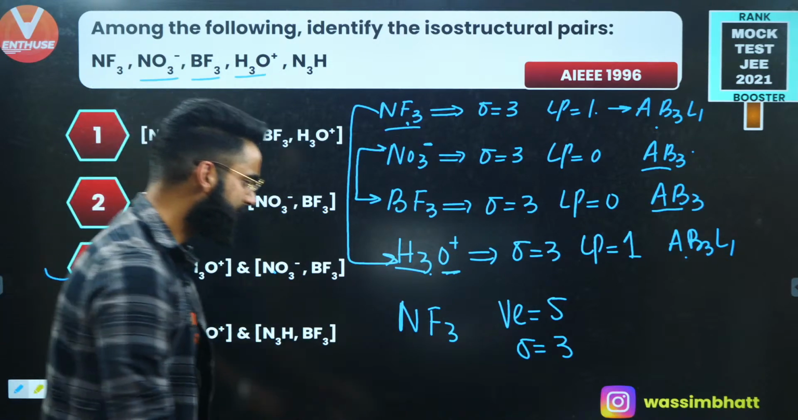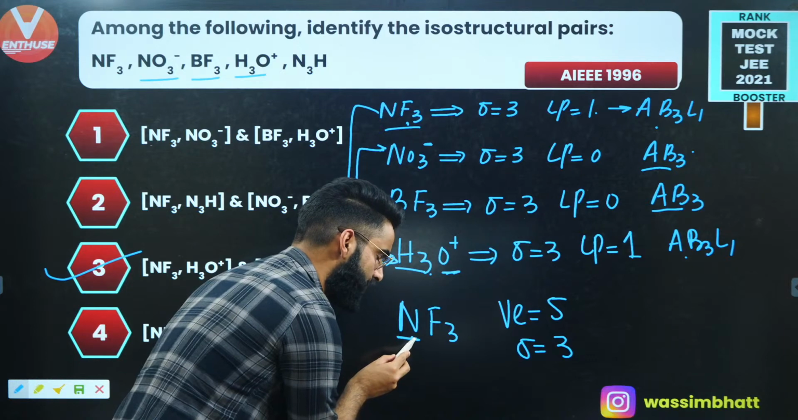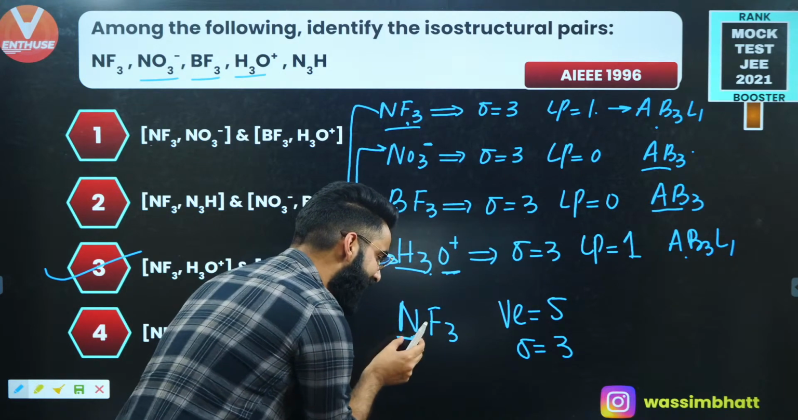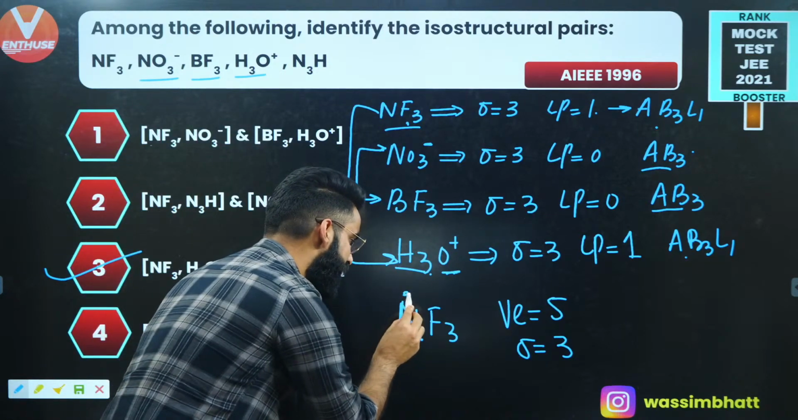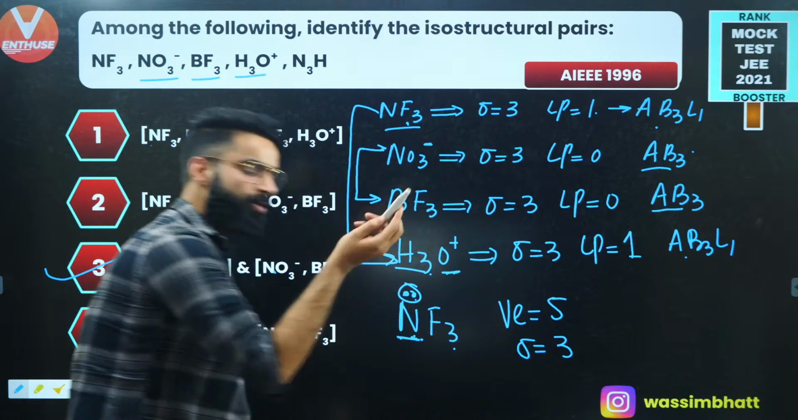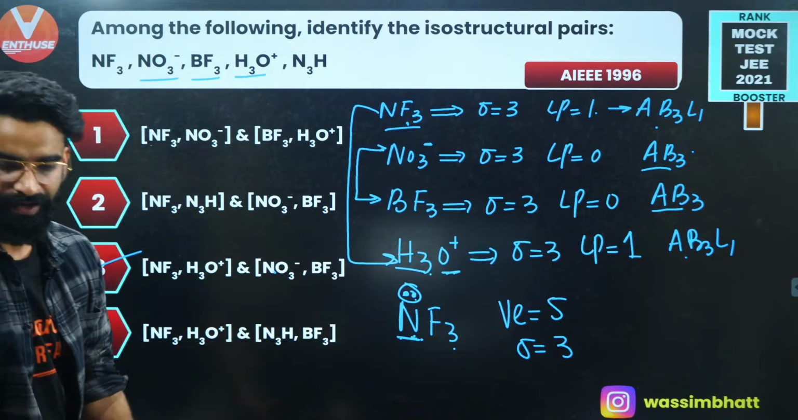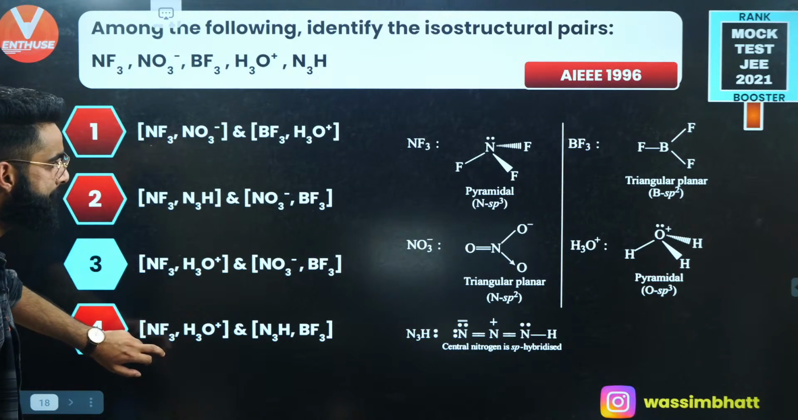Now people, out of 5 valence electrons of nitrogen, it has used 3 valence electrons to make 3 bonds with fluorine. So there will be 2 electrons on nitrogen as such. 2 electrons means 1 lone pair. So 3 sigma bonds, 1 lone pair. As simple as that, right? I'm sure it's clear to everyone. I'm moving on directly to the next question.